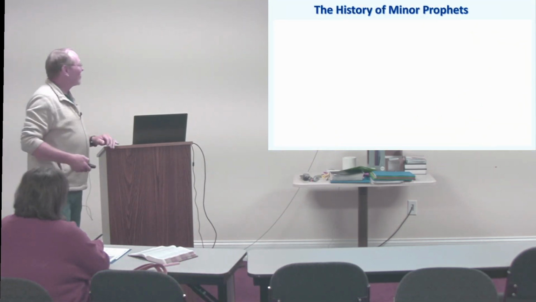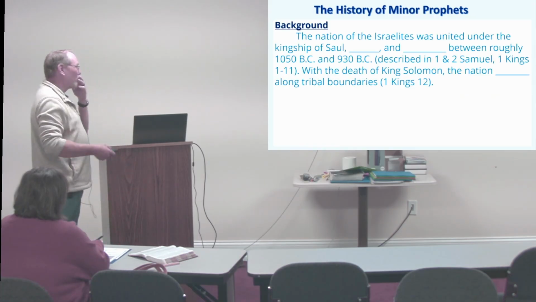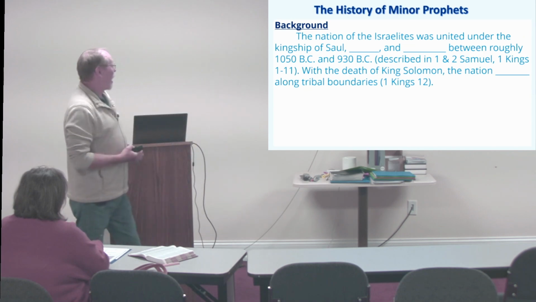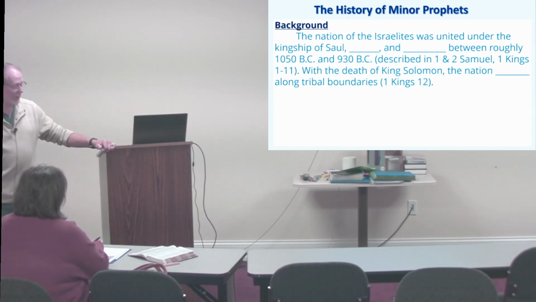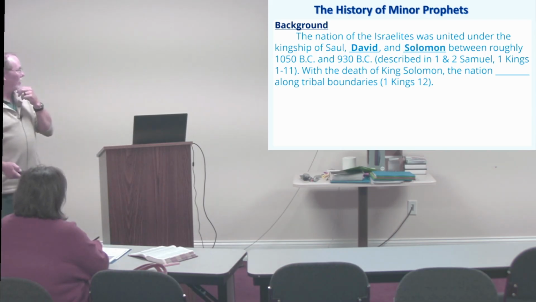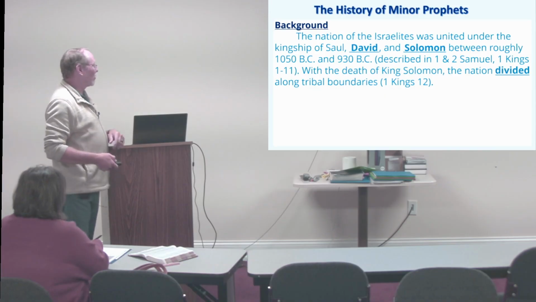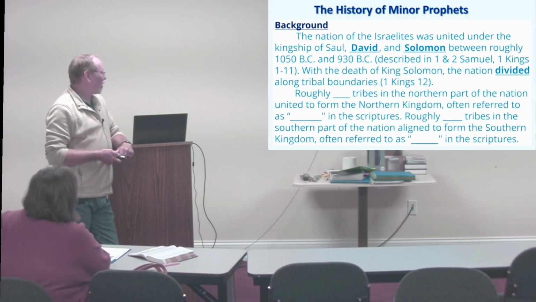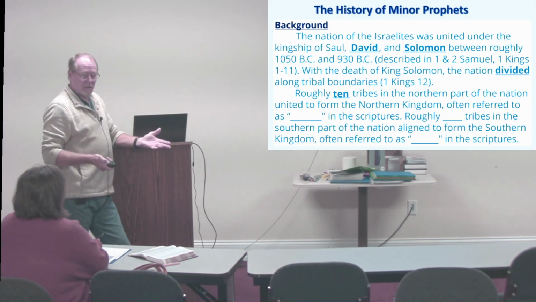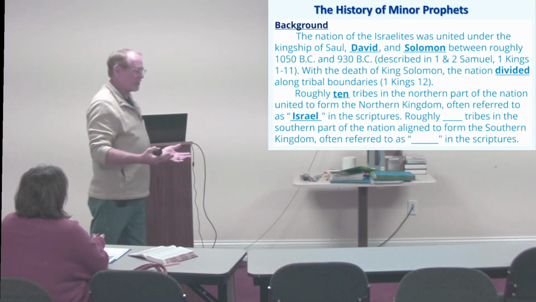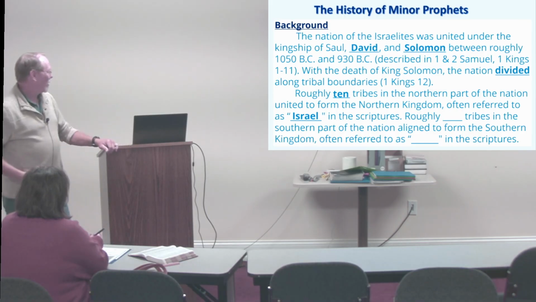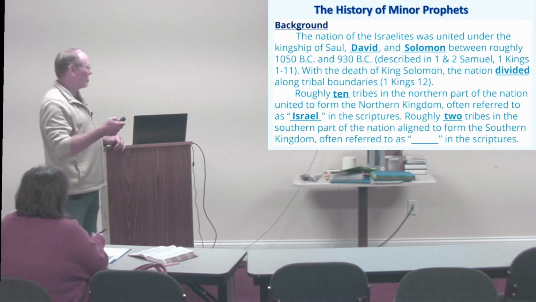All right. I have the history of the minor prophets. We're going to probably go over this history. We only have a couple of minutes, but the nation of Israel was under the kingship of Saul and David. With the death of King Solomon, the nation divided along tribal barriers. Roughly how many in the northern part and how many in the southern part? They're referred to as Israel, and other terms as well, Jacob, Ephraim. Roughly how many in the southern? And they were known as Judah.